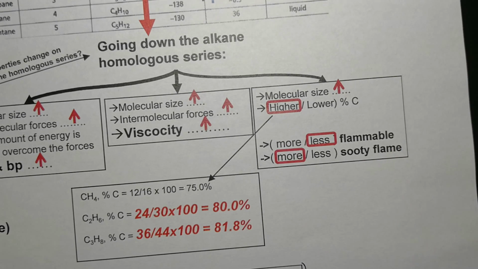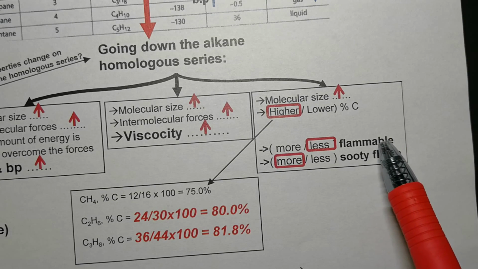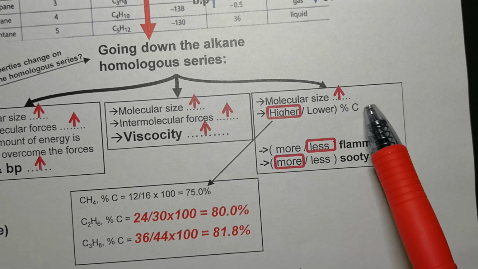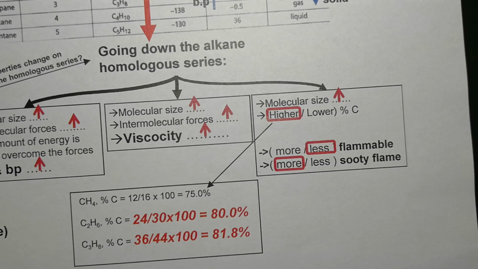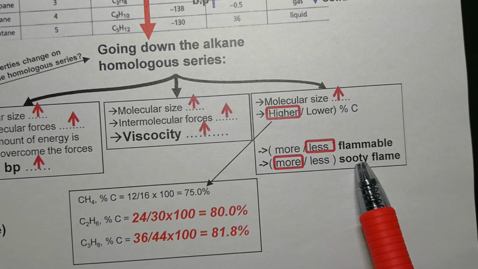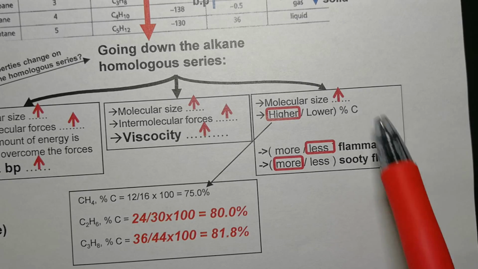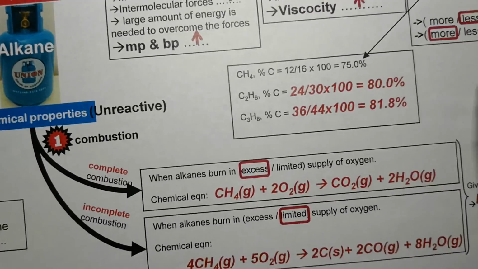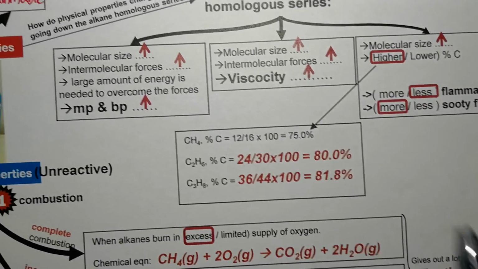Percentage of carbon in alkane affects its flammability as well as how sooty the flame is. More carbon means less flammable, more sooty. More sooty means more black smoke. The black particles inside the black smoke are actually carbon. So when there is a high percentage of carbon, it means that the flame becomes more sooty. All right. So this part is very important, and this is the evidence.